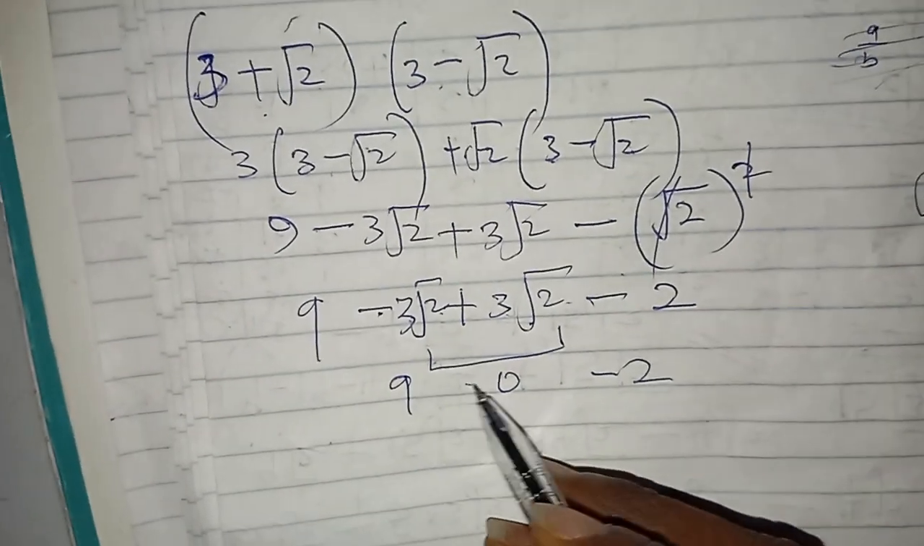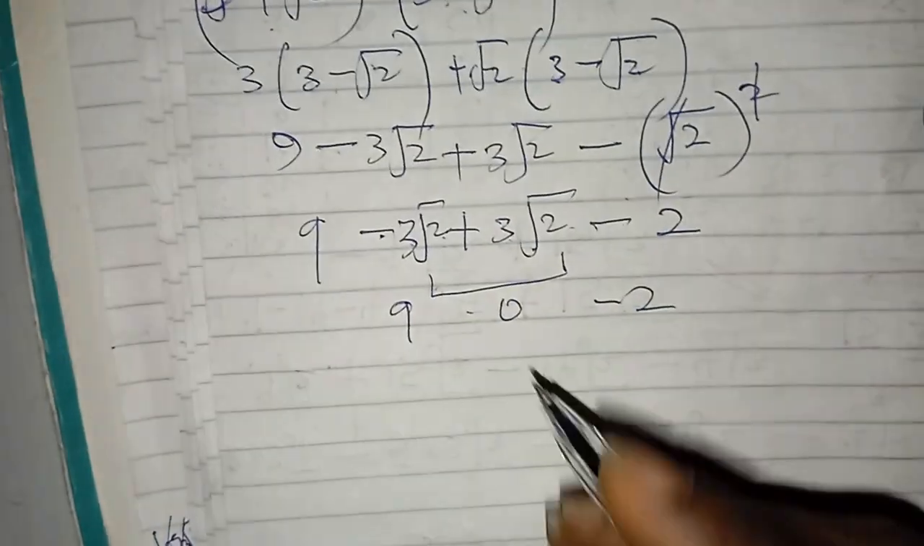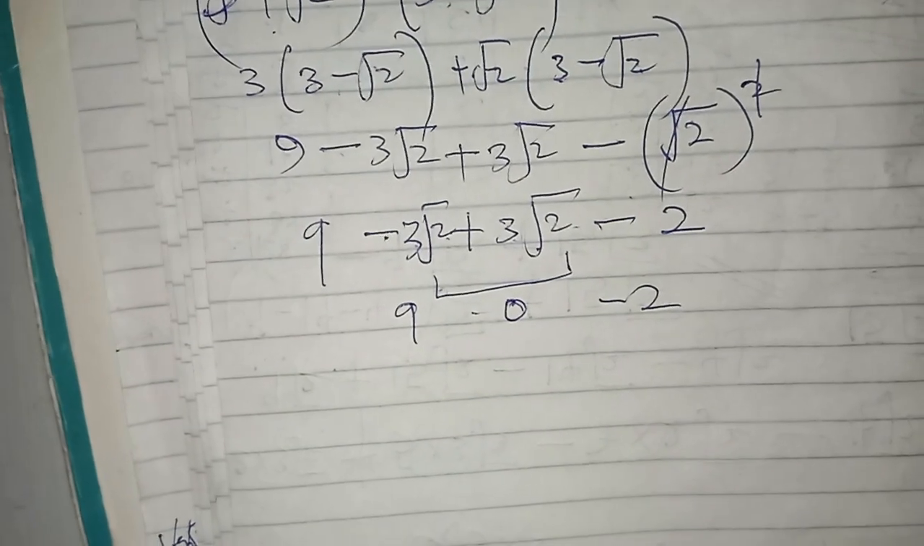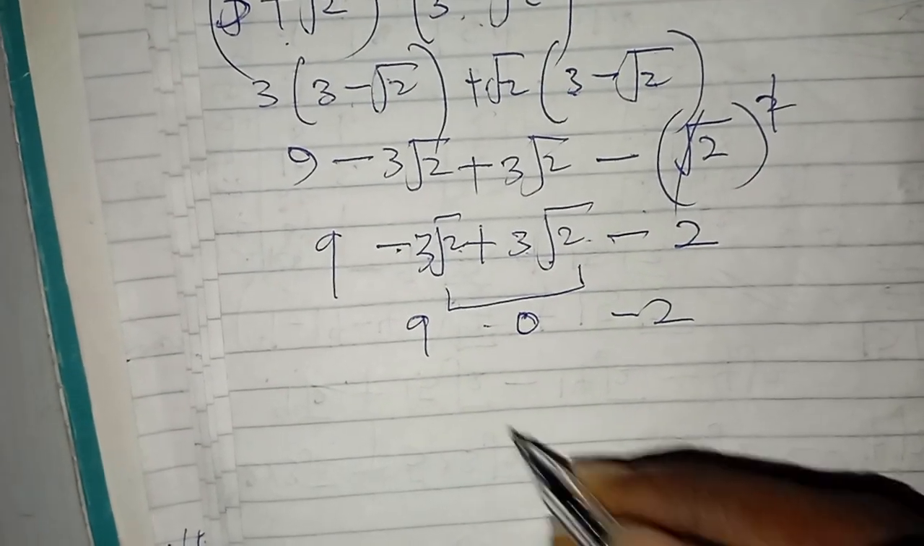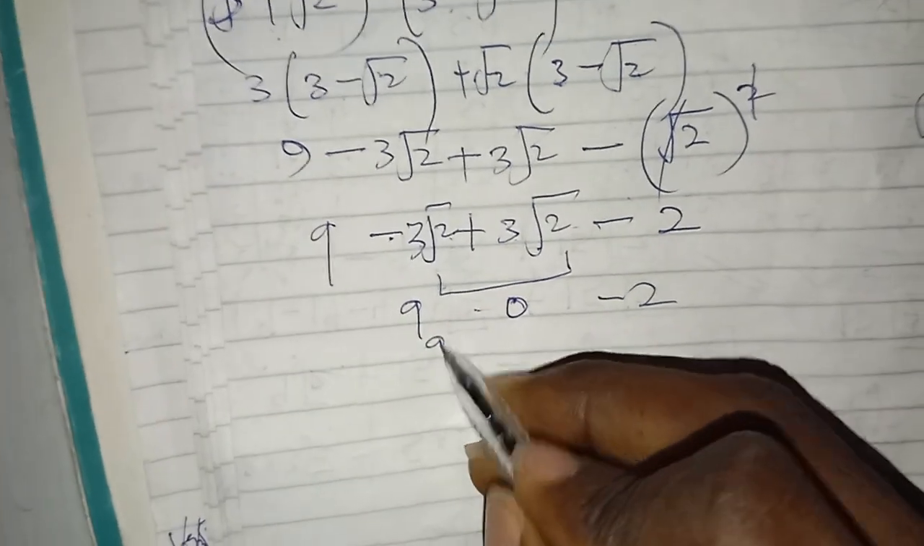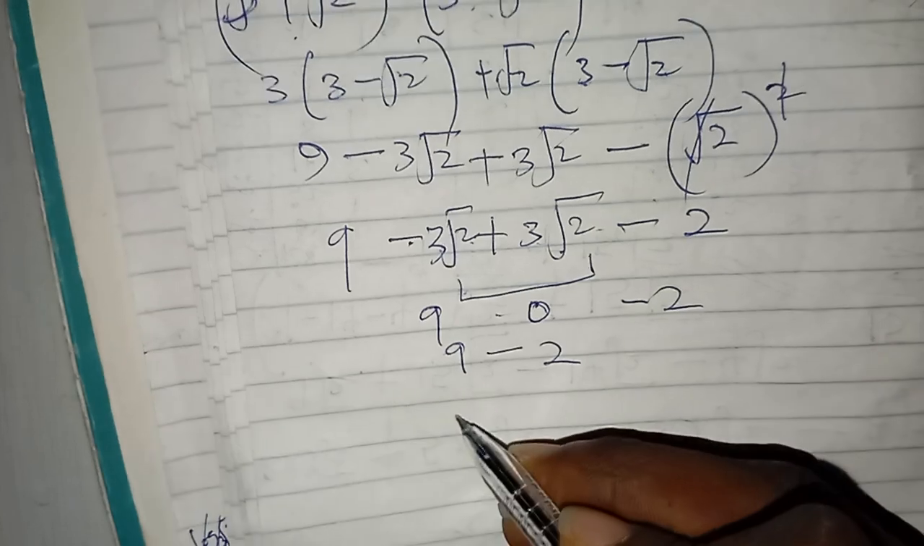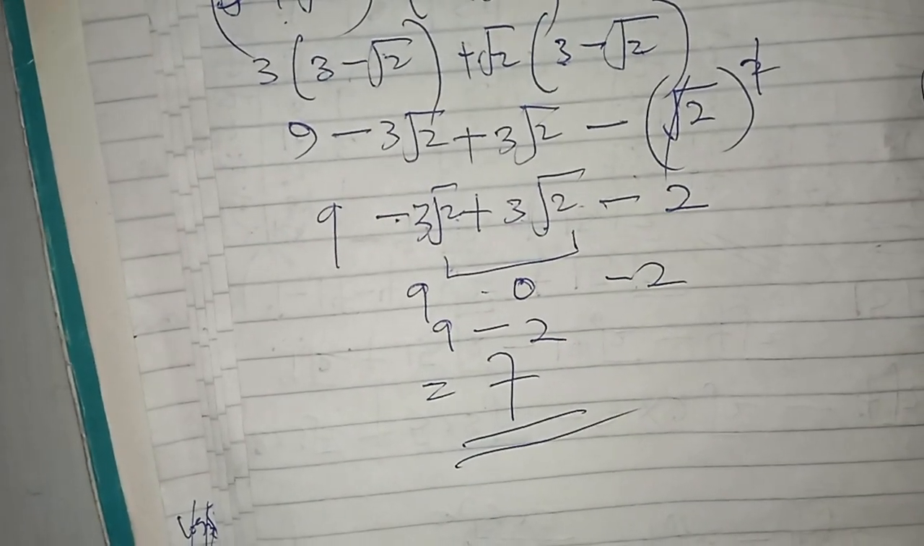So 0 does not have minus or negative. We know that 0 is a whole number discovered by the Arabs in 632 AD. So this is going to be the same thing as saying 9 minus 2, which is the same thing as saying 7. So you can see this is the answer we have.